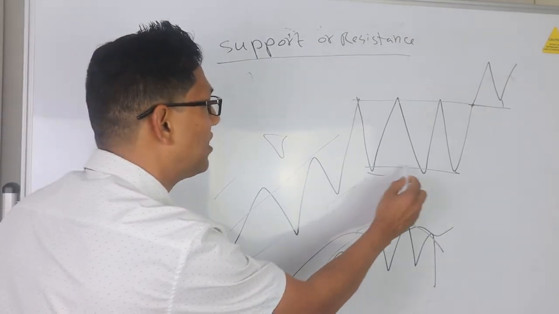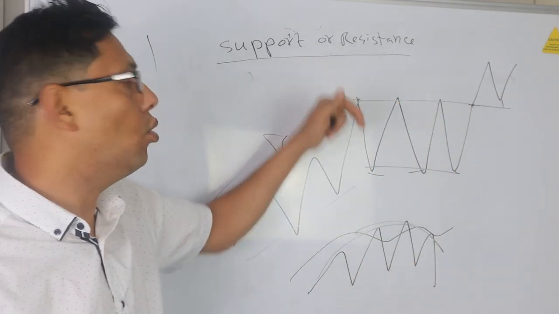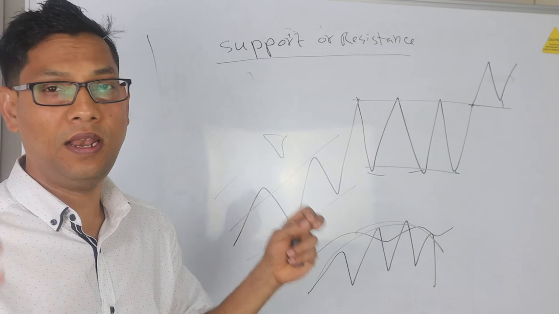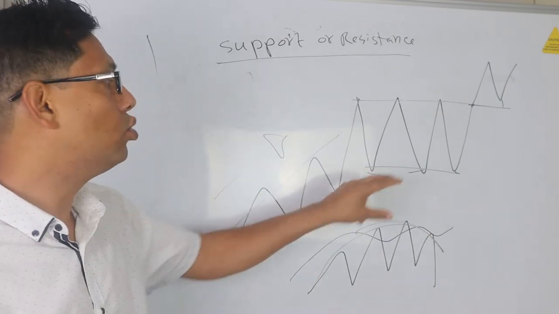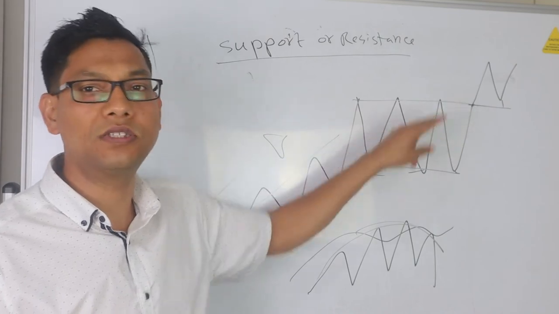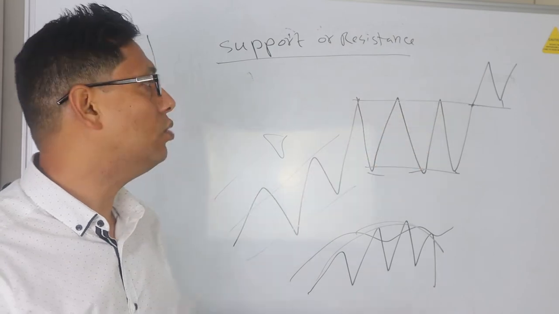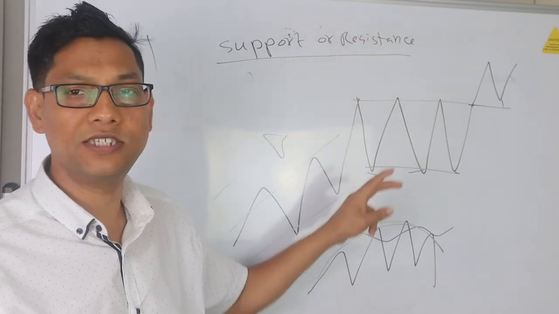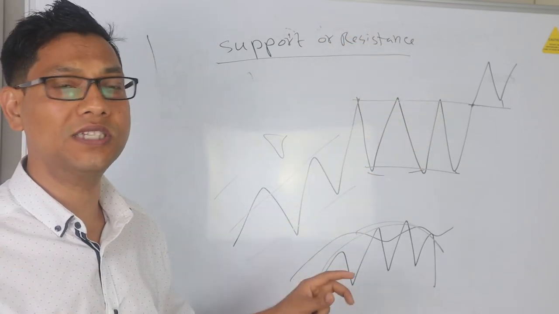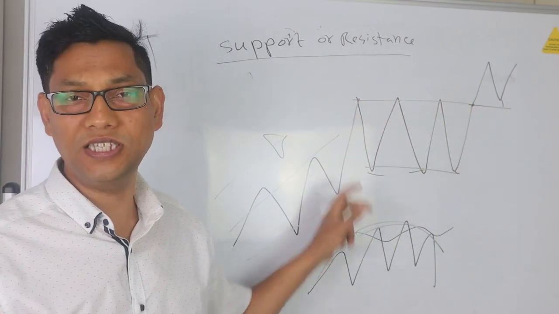Another factor is if it is creating a higher low on a level of resistance or a lower high on a level of support. If you see these two key points with you, then you can say that this level of resistance or support might be broken. Now to trade a breakout, you need to wait for a retest of the level, resistance as a support or support as a resistance.